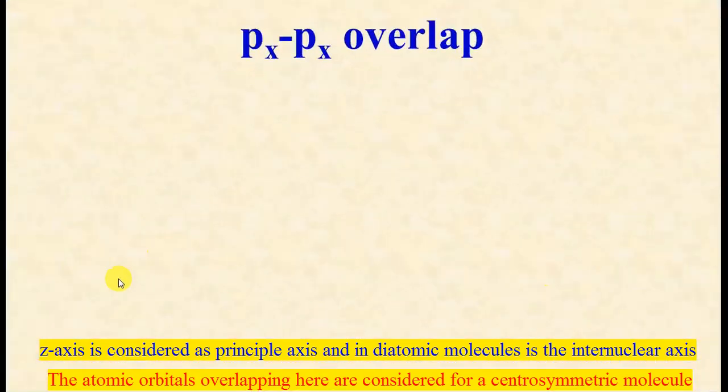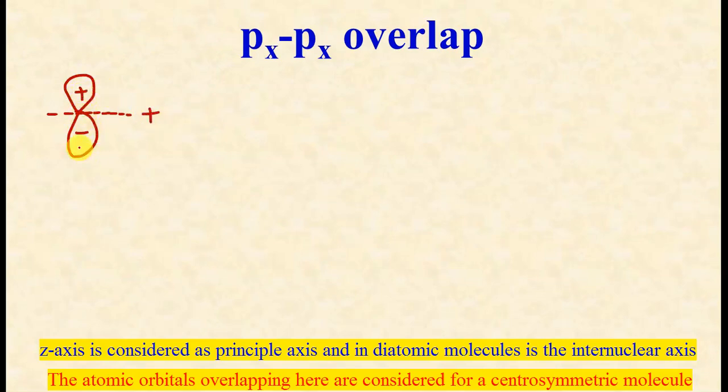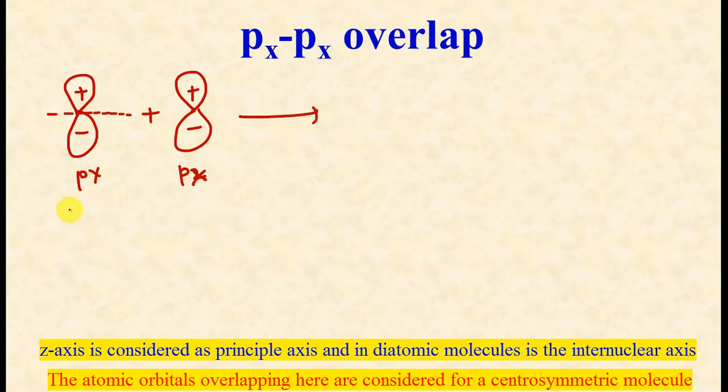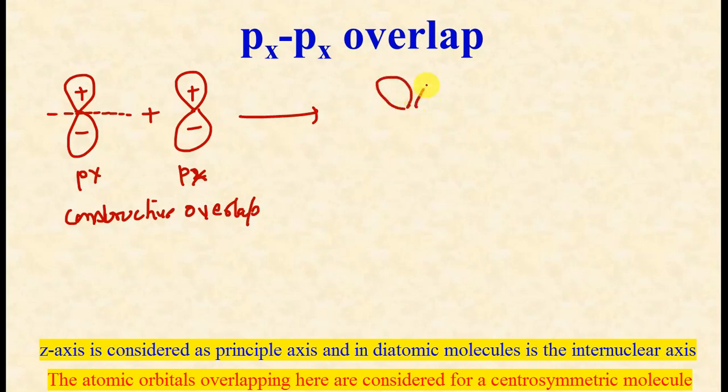As far as the px overlapping is concerned, px orbitals are perpendicular to pz, meaning they are perpendicular to the internuclear axis. So if this is one orbital, one lobe is positively charged and the other lobe is negatively charged. It is constructively added to another px orbital. So here we have two px orbitals. The constructive overlap will result in the formation of orbitals which will look somewhat like this.